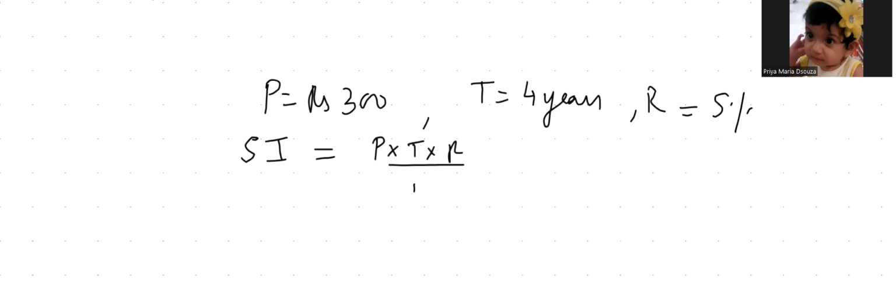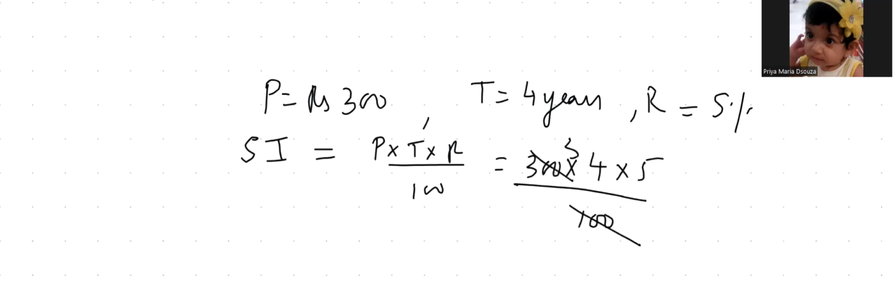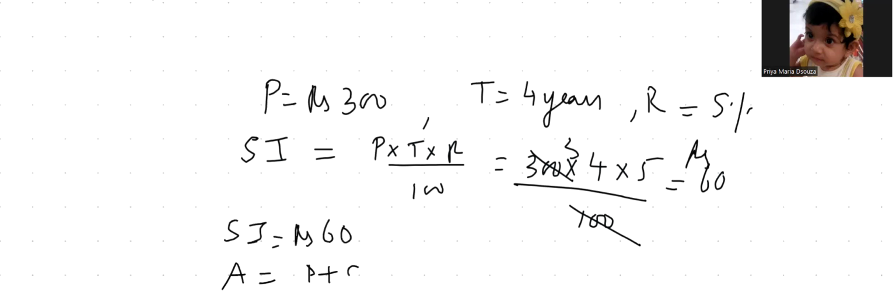So it will be 300 into T. T is 4 into 5 by 100. What will that be? 100 ones are 100, threes are 5 4s are 20, 20 3s are 60 rupees, isn't it? So it will be 60. Yeah. So that is the SI. And since SI is rupees 60, what will be the amount? Amount will be 300 principal plus SI, isn't it? That will be 300 plus 60, which is rupees 360.